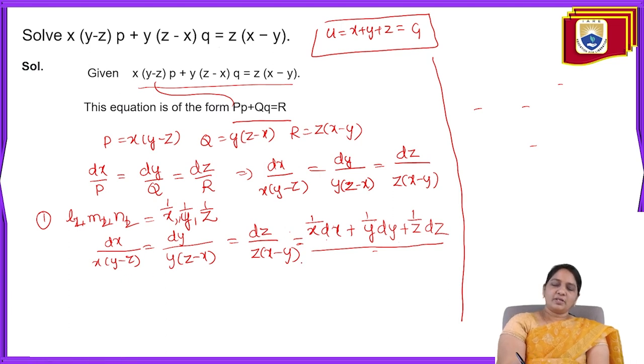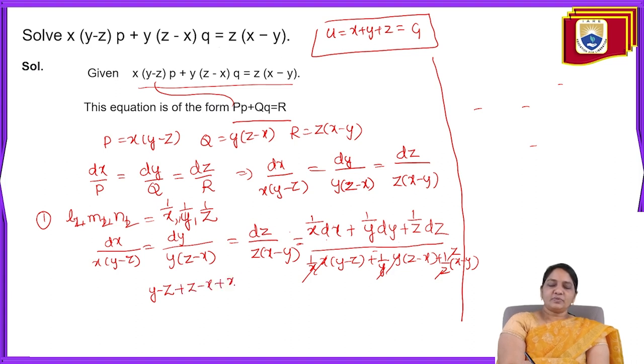So then for the denominator I am taking 1 by x into y minus z plus 1 by y into z minus x plus 1 by z into x minus y. So x is cancelled, y is cancelled, z is cancelled. Finally the denominator is y minus z plus z minus x plus x minus y. So here plus z minus z, plus x minus x, plus y minus y. So finally this value, that is L2 into P plus M2 into Q plus N2 into R, equal to 0.